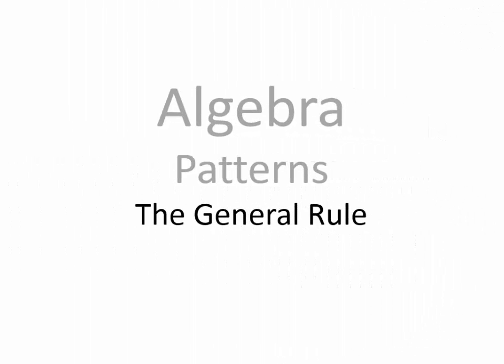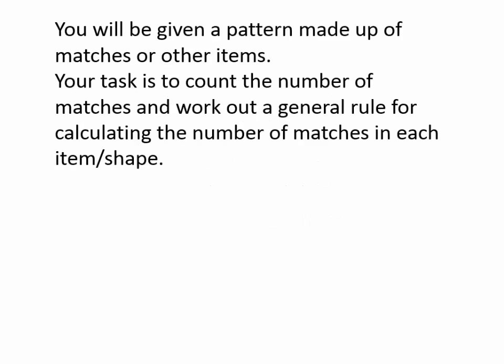Now for something that looks a little complicated, but it's not too bad. The general rule. In this section you'll be given a pattern made up of matches or other items. Your task is to count the number of matches and work out a general rule for calculating the number of matches in each item or shape. In other words, you might be asked to calculate the number of matches in the 100th shape or the 1000th shape. To do that, you need something called the general rule.